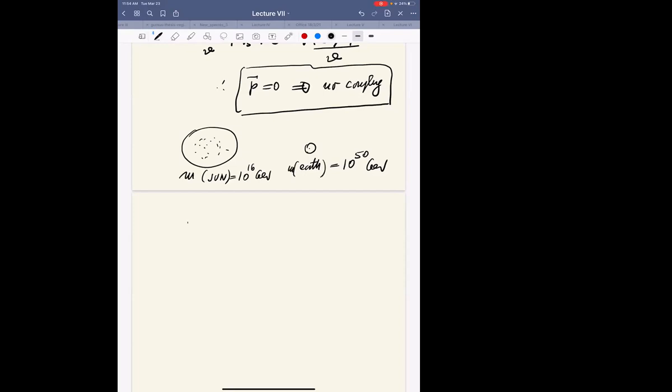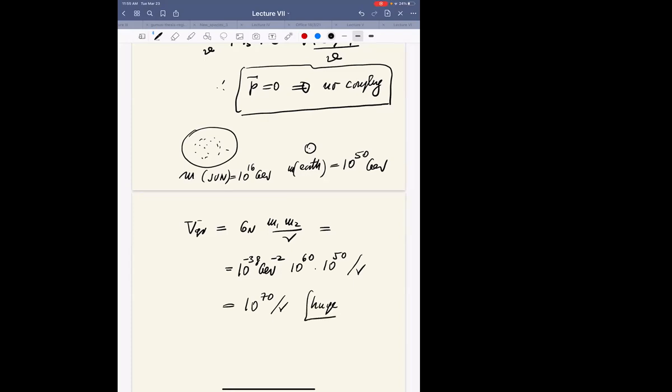See, this is why gravity matters. Remember the gravitational potential, which is G Newton M1 M2 over R. And then we said G Newton is 10 to the minus 38 GeV to the minus 2. This is 1 over m Planck squared. Imagine in the case of the sun, you will get 10 to the 60 times 10 to the 50 over R, times 10 to the minus 38, roughly 10 to the 70 over R. Huge number coefficient. This is why gravity matters.